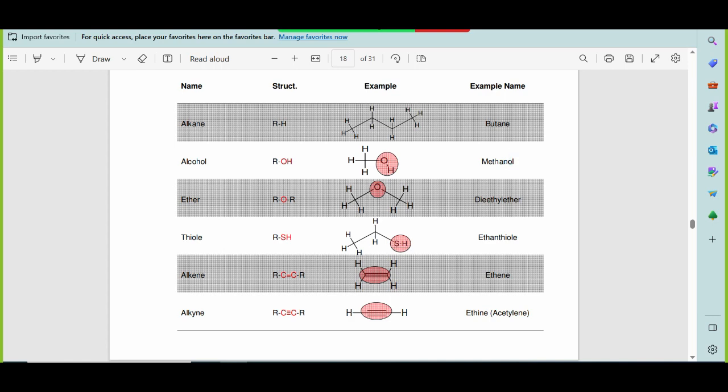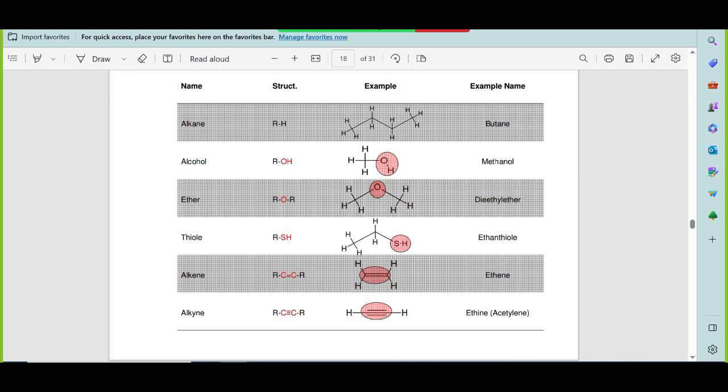And the prefix depends on how many carbons we have. So in this case, we have this methyl group because it's just one carbon. And then we have the OH group at the end, and it's called methanol.